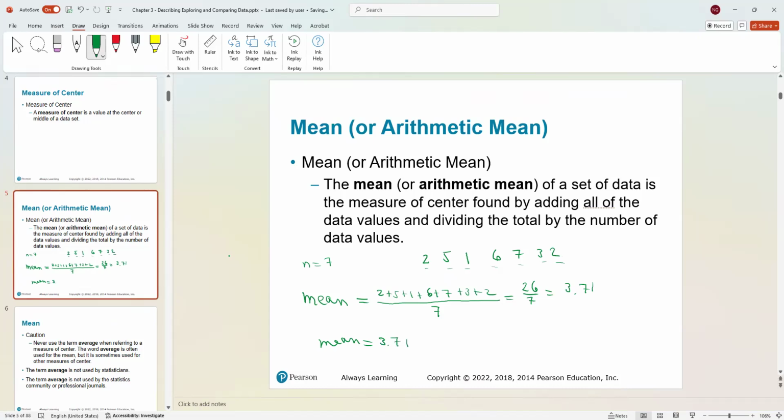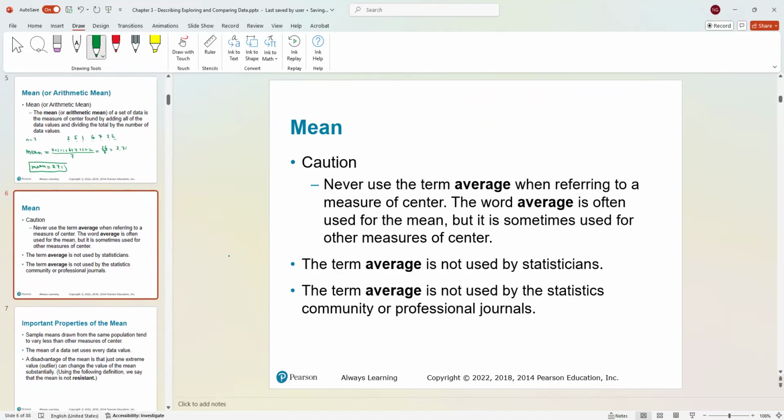Anytime they ask you to compute the mean, you add up all your data together and you divide it by the number of data. Statisticians never use the term average when referring to measures of center. The word average is often used for the mean, but it is sometimes used for other measures of center. So the term average is not used by the statistics community or professionals. Now, of course, when you go to an office and apply for healthcare benefits, for example, they would ask you what is your average income.